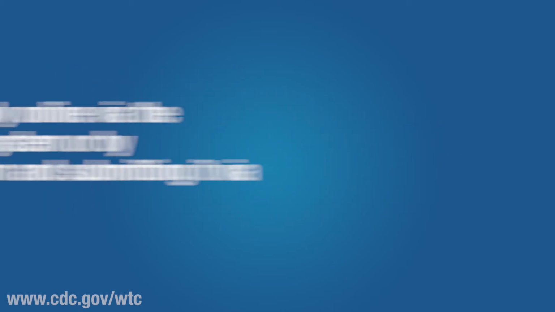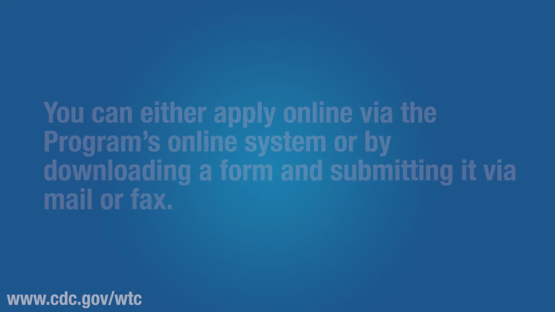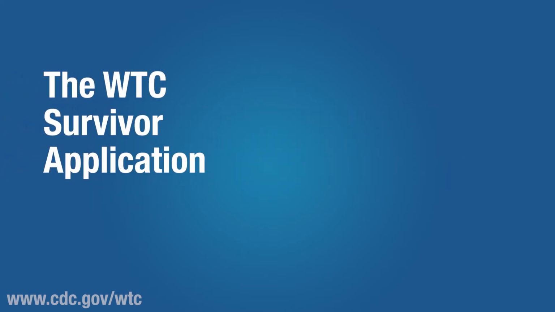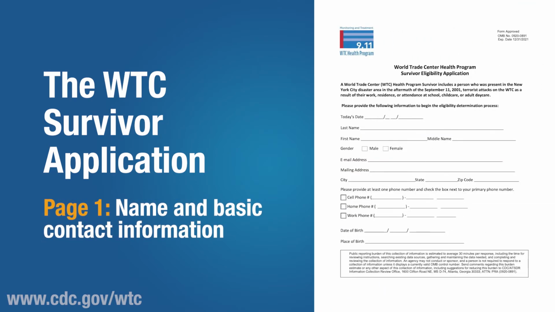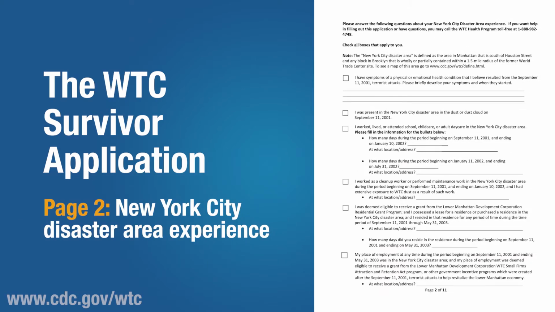You can either apply online via the program's online system or by downloading a form and submitting it via mail or fax. Let's review the process for completing the paper WTC Survivor application. Page 1 asks for your basic contact information. Page 2 refers to your World Trade Center disaster area experience.